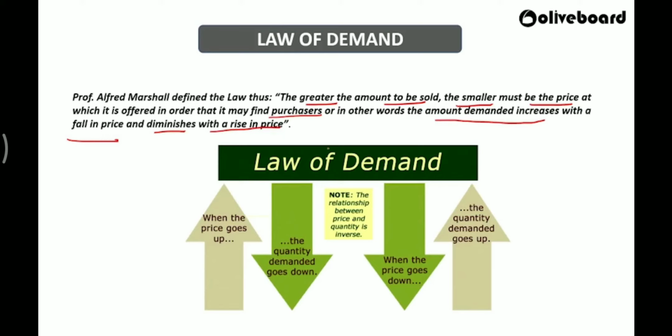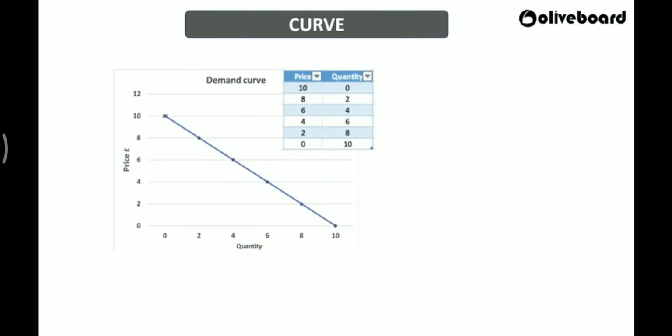What does it mean? Simple. The law of demand talks about the relationship between price and the quantity demanded. If price increases, demand decreases. If price goes up, quantity demanded comes down. If the price goes down, quantity demanded goes up. Even Alfred Marshall said the same thing. That is called the law of demand.